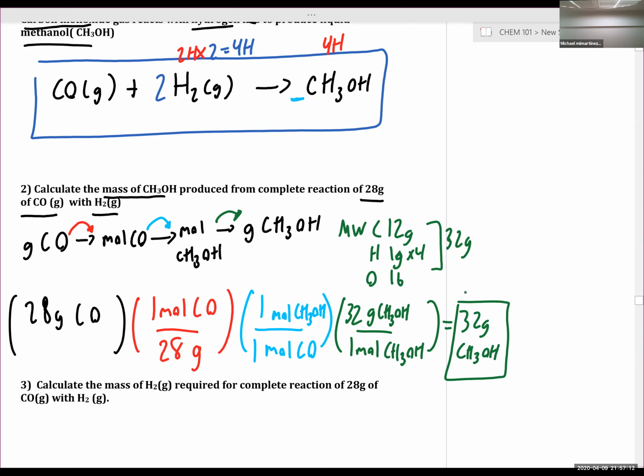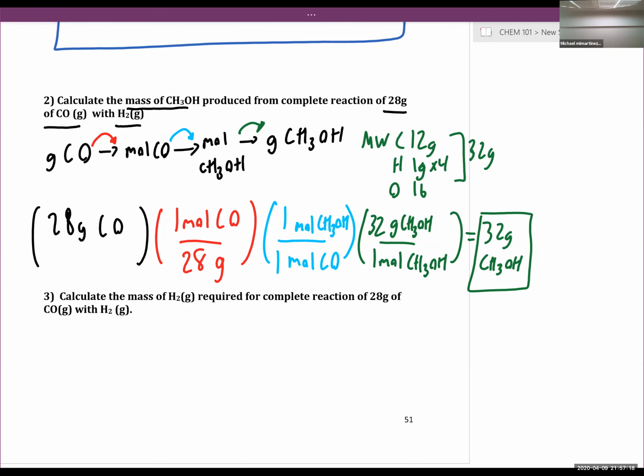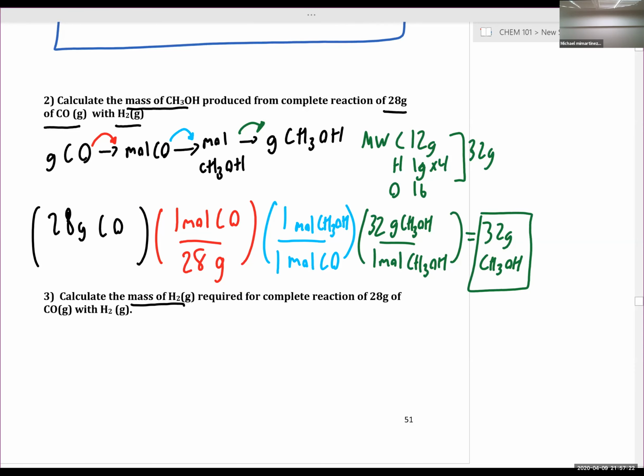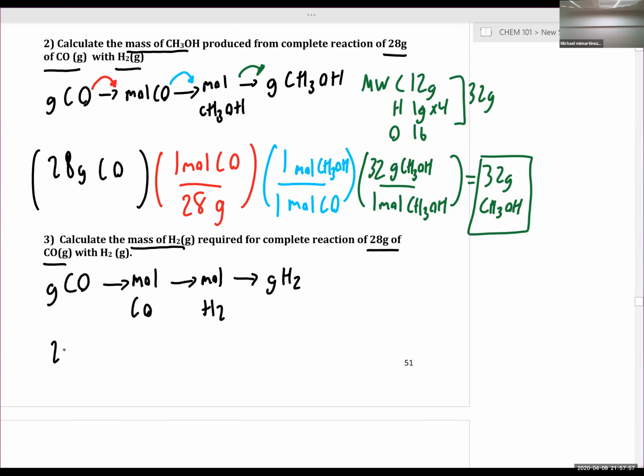Perfect. So let's look at the next portion of this problem. We're asked to calculate the mass of hydrogen gas required for a complete reaction of 28 grams of carbon monoxide. So we're trying to calculate the grams of hydrogen starting from the grams of carbon monoxide. Just like before, we're going to convert to moles to utilize our chemical equation. So we're going to go from grams of carbon monoxide to moles of carbon monoxide to moles of hydrogen to grams of hydrogen.